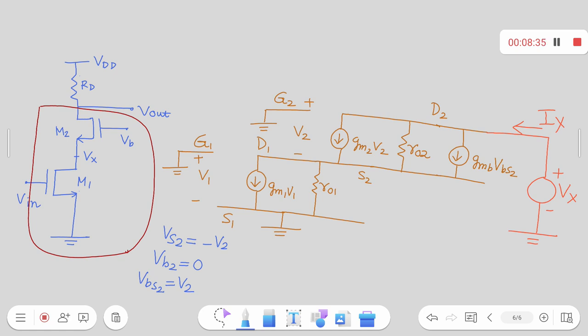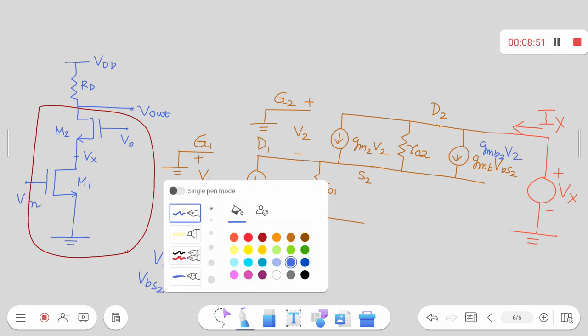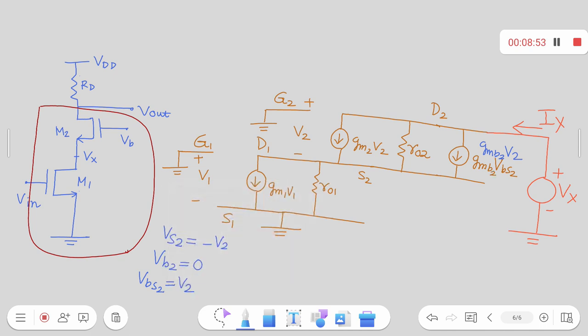For NMOS, the body is always connected to ground, and for PMOS, it is connected to VDD. Okay, so instead of writing VBS2, what I can write is GMB2 V2. So basically, I should write GMB2 V2.